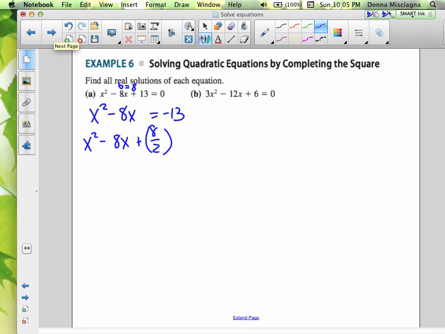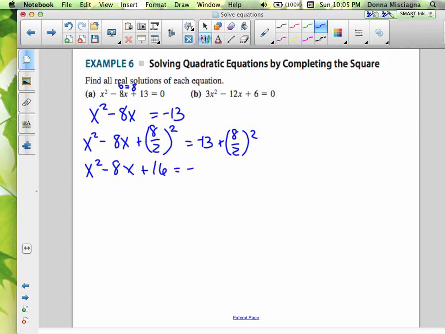So we have x squared minus 8x plus 8 divided by 2 squared. That's the magic number that makes us a perfect square. Equals negative 13. I should have given myself more space. And I can add anything I want to an equation so long as I add the same thing to both sides. On this side we have x squared minus 8x plus 8 divided by 2, which is 4. 4 squared is 16.